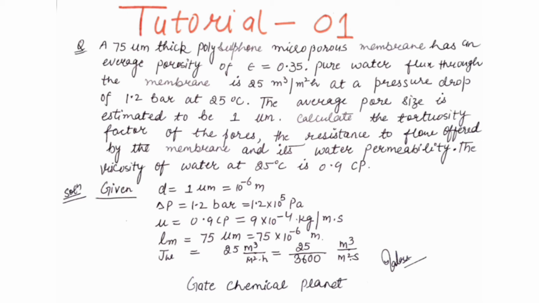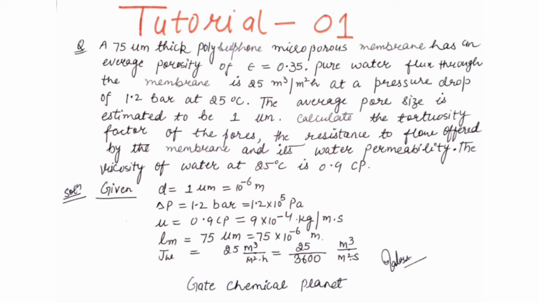So what we have to calculate is the value of tau, and the resistance to flow offered by the membrane. The resistance to flow is Rm, and its water permeability, so we have to calculate the value of the permeability of water, that means LP.